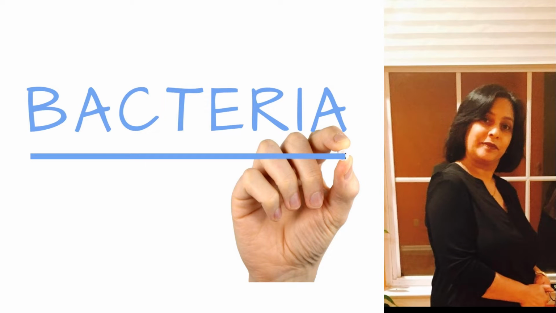Hello everyone. As we all know, cell is the basic unit of life. Depending upon the complexity of the cell, cells are of two types, prokaryotic cell and eukaryotic cell. In this video, we will talk about prokaryotic cell. So let's begin.